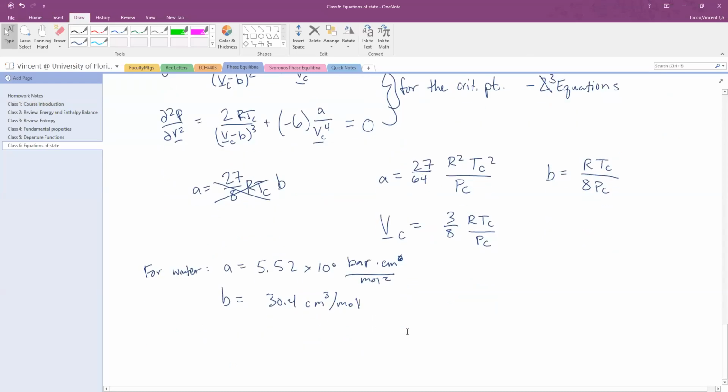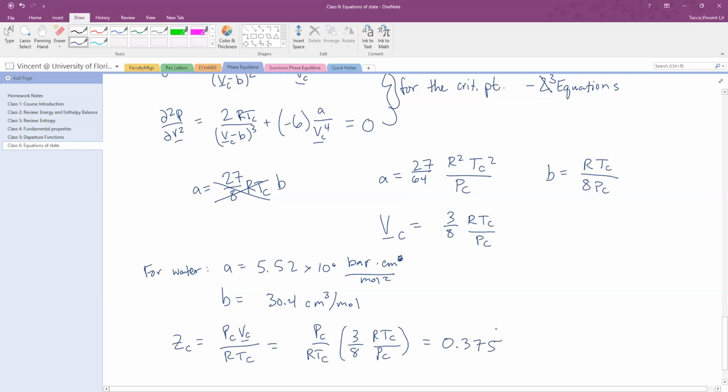Now the compressibility, ZC, for water, is equal to PCVC over RTC. And now we have all those terms. So we can do some mathematical fiddling to get rid of the VC, and we could get PC over RTC, and then just simply plug in the value of VC that we got from above. So that's 3/8 RTC over PC. And for water in this case, we get a compressibility of 0.375.